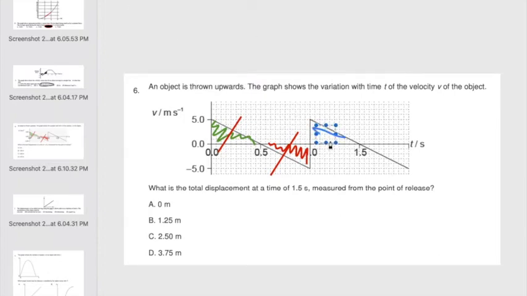I'm not sure why it's not drawn in there. There we go. And so this is a triangle. We've got 1/2 base times height. Height 5, base is 0.5, so 1/2 of 5, 2.5. And then times 0.5, 1.25. Correct answer would be B for this question.